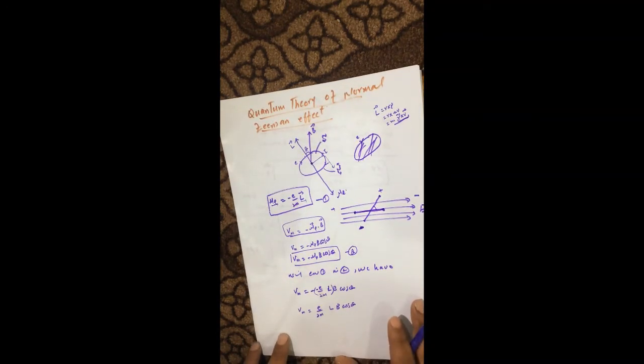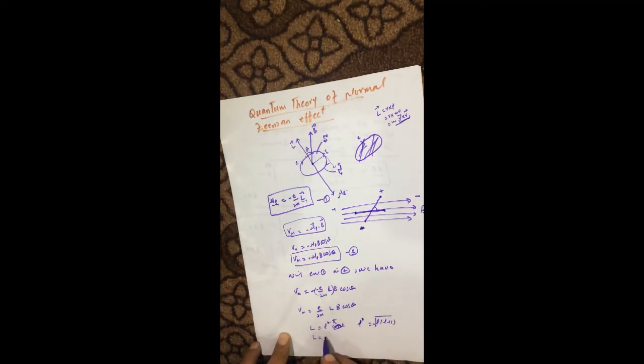Now from quantum mechanics we know that this orbital angular momentum L is equal to L star cos theta, where L star into h bar is basically the square root of L into L plus 1. We can write it as the magnitude of L equal to the square root of L into L plus 1 into h bar. This factor I call L star. This is equation number 4, and this is equation 3.